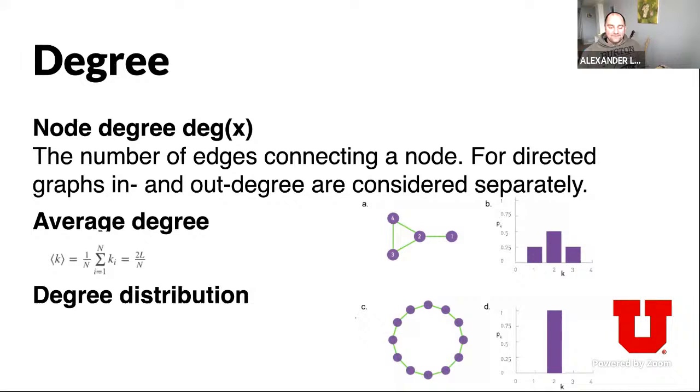And also looking at the degree distribution is very useful. For the network in A here, we have a degree distribution as shown in the histogram on the right. A quarter of the nodes have a degree of 1, a quarter of nodes have a degree of 3, and the other half of the nodes have a degree of 2. But you can also create a ring-like network at the bottom here where all of the nodes are exactly of degree 2.